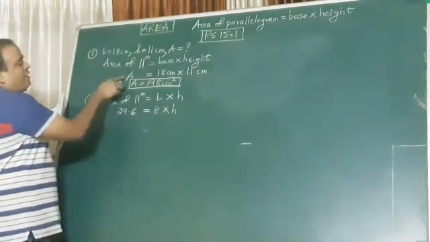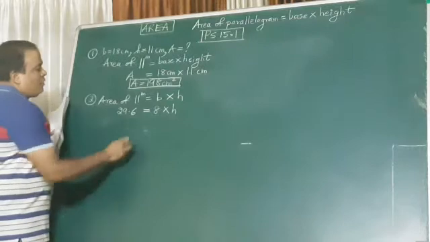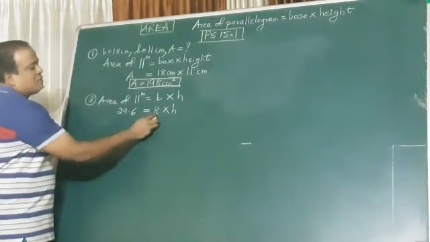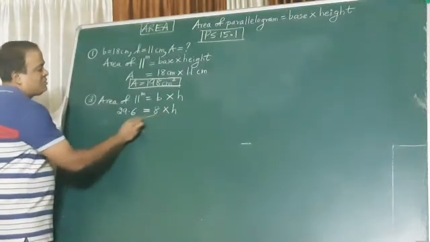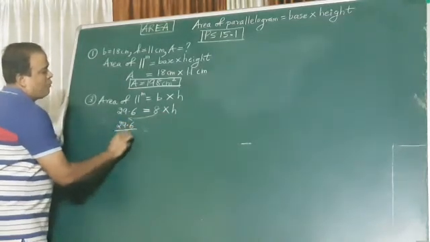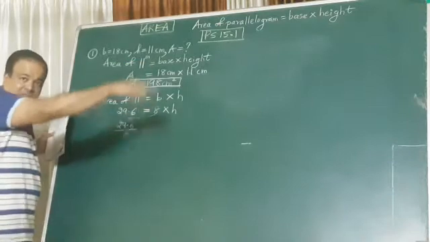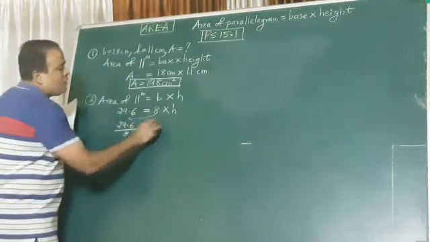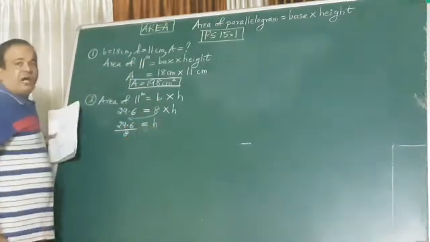Here you had to find area, here you have to find height. Now what will happen? We all know this 8 is multiplied, so it goes down and becomes divide. So I'll get 29.6 upon 8. 8 comes down. Remember that. And what remains here? H, height.